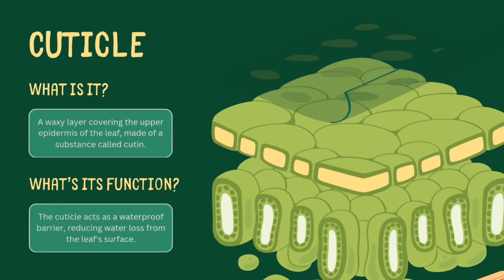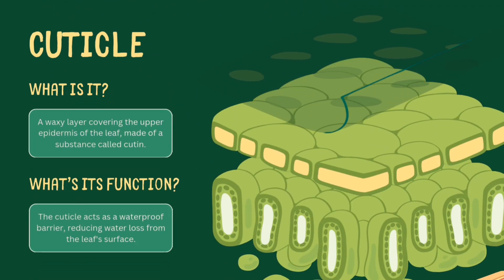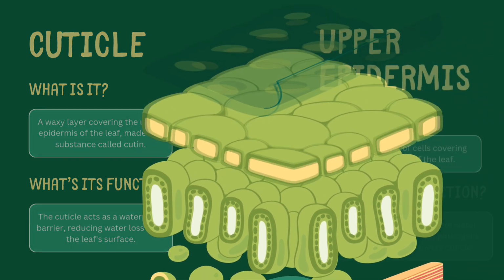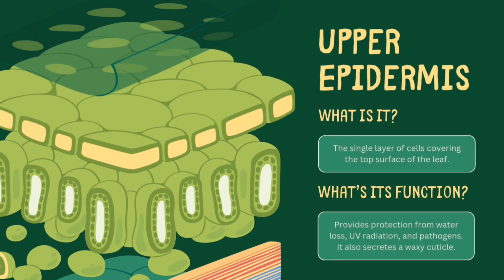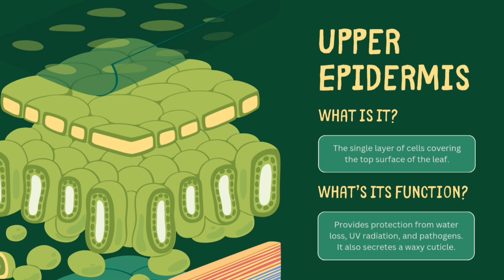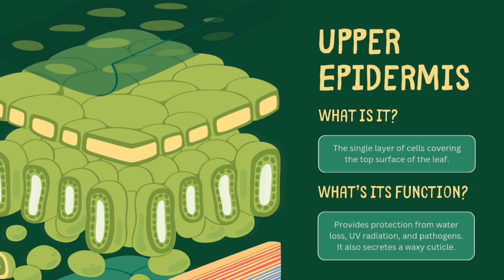First one, cuticle. It is a waxy layer covering the upper epidermis of the leaf, which is made up of a substance, chitin. The upper epidermis is a single layer of cells covering the top surface of the leaf.